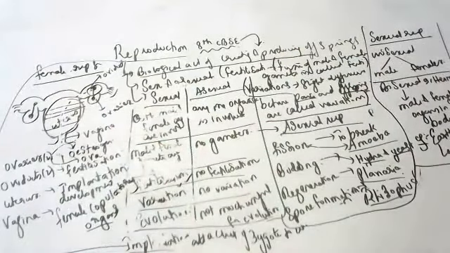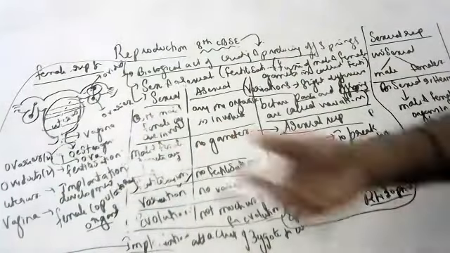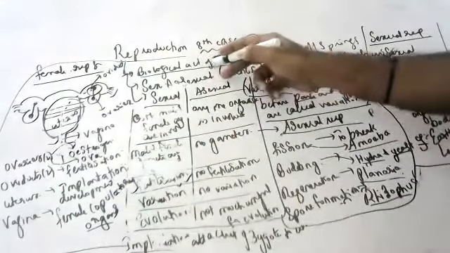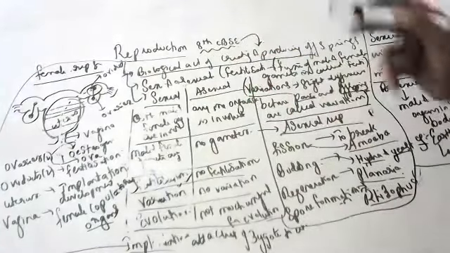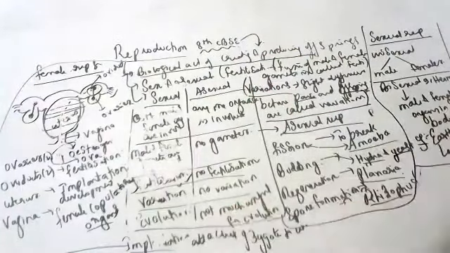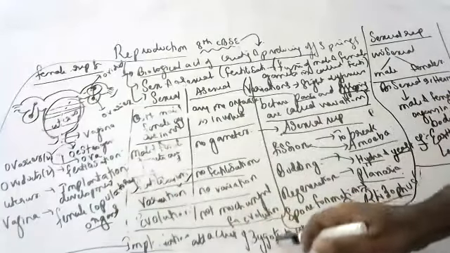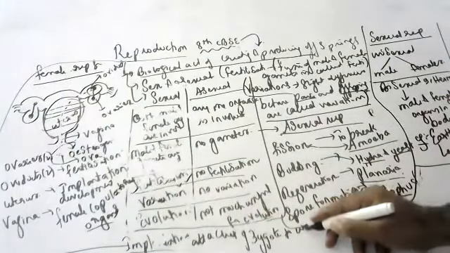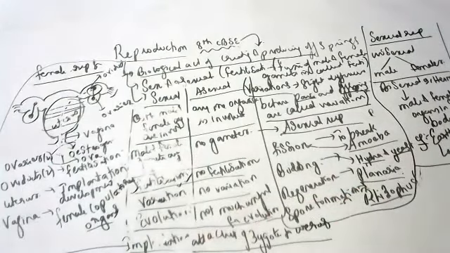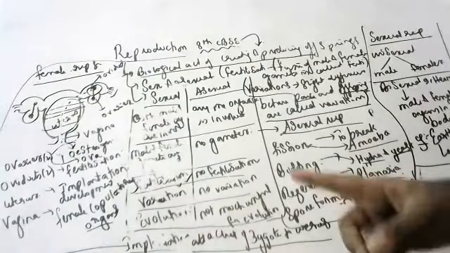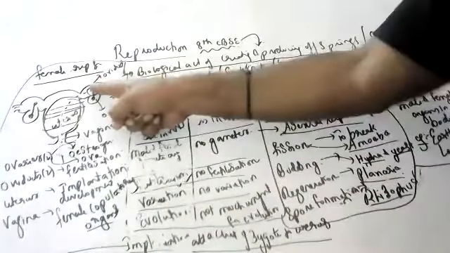So children, male reproductive system and all those things we will study tomorrow. Today I told you the definition of reproduction, fertilization, variation, and implantation. What is implantation, children? Attachment of zygote to uterus.